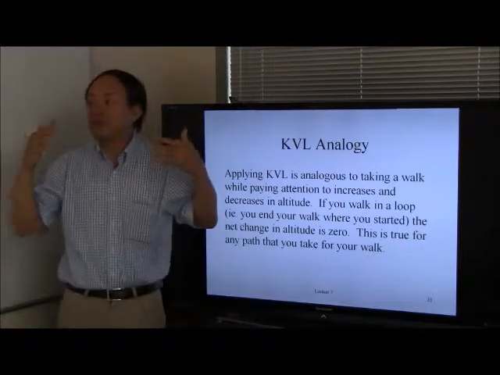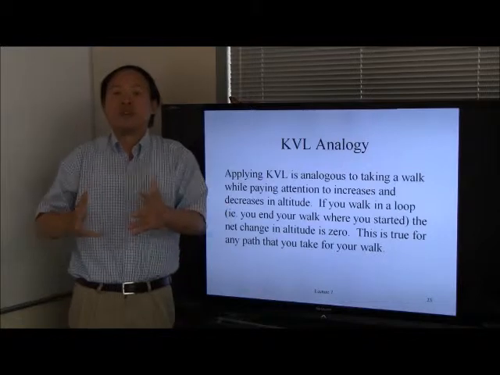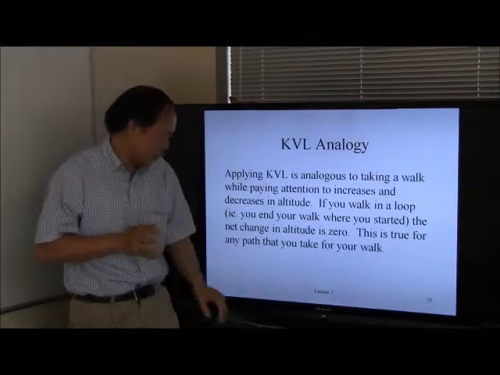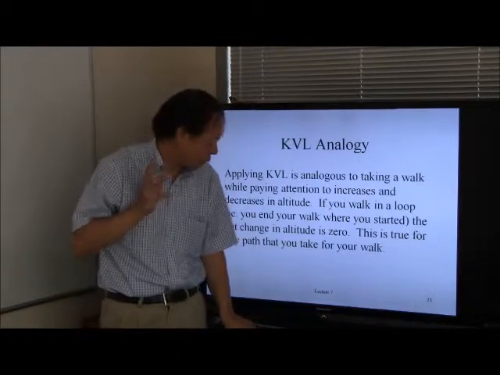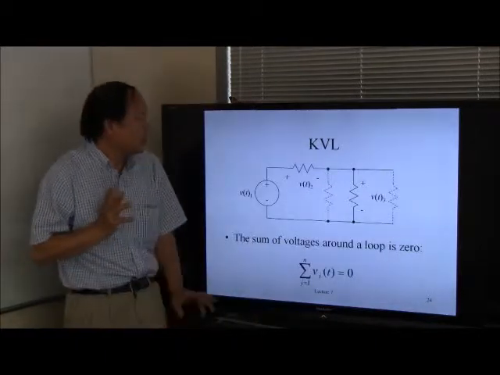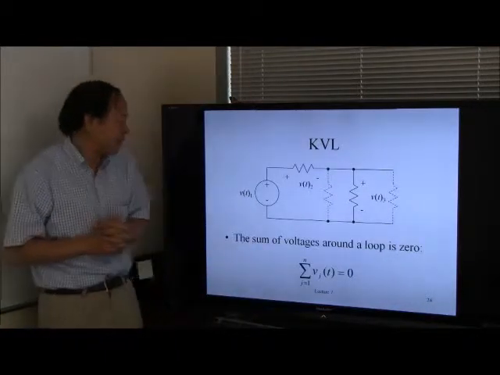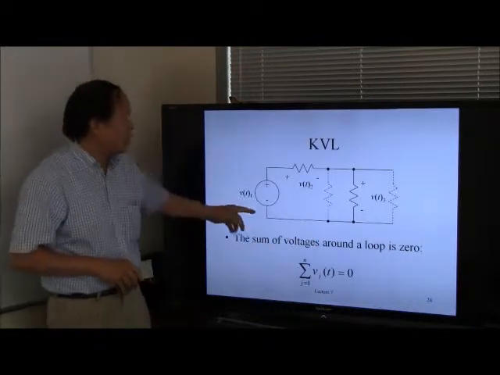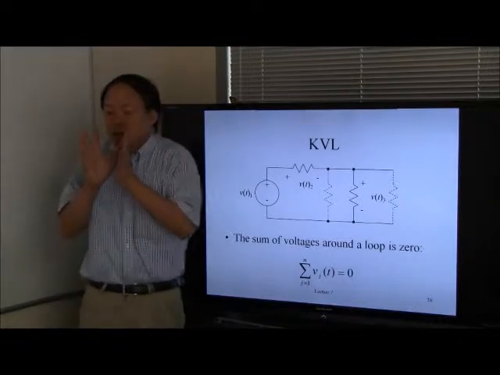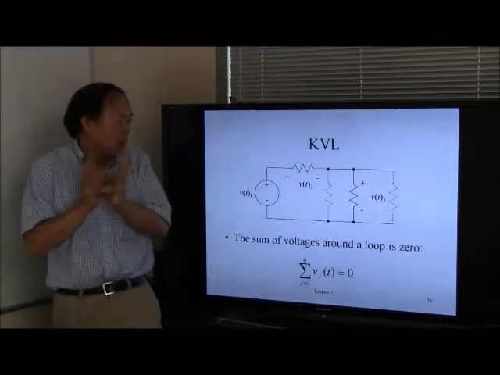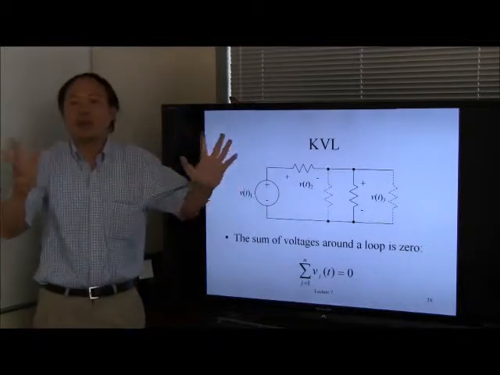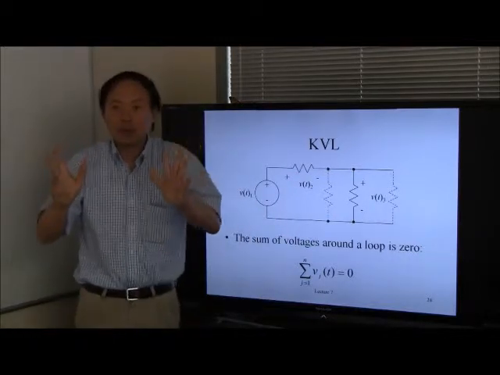Instead of talking about gravitational potential, we're talking about voltage potential here, as a result of the conservation of energy. So in this case, the same case with the 50 light bulbs, you can choose any loop. Now let me just explain. The sum of voltages across these things is equal to 0.